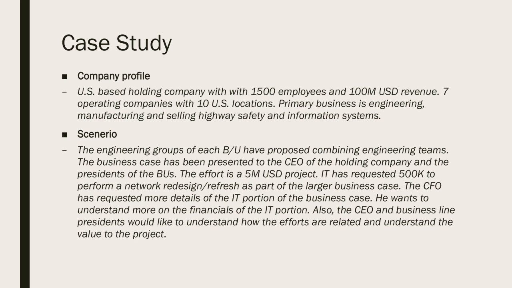Basically, the company itself is a 1,500 employee company with $100 million in U.S. dollar revenue. It has 7 operating companies or BUs throughout 10 U.S. cities. The primary business is manufacturing and selling safety and information systems for highways. So anything from red light cameras to crash cushions to highway barriers is this company's business. Its value add over its competitors is that it does its own engineering.